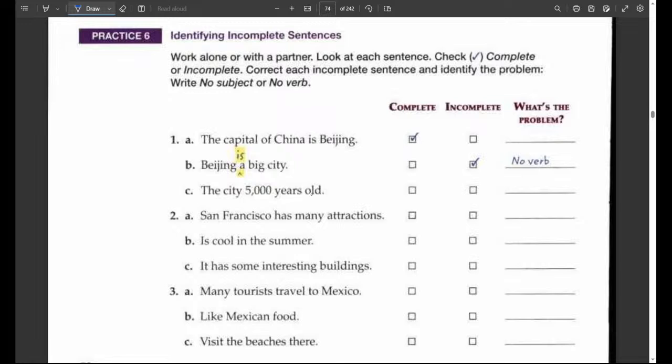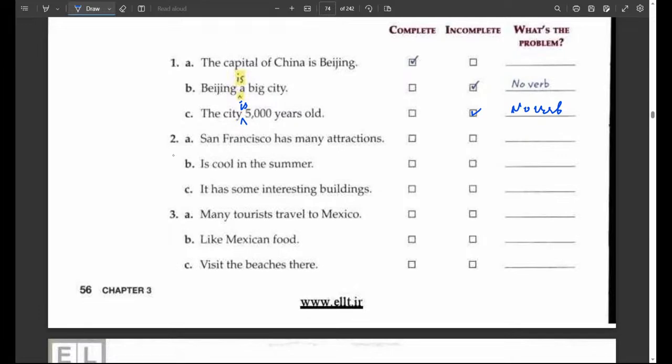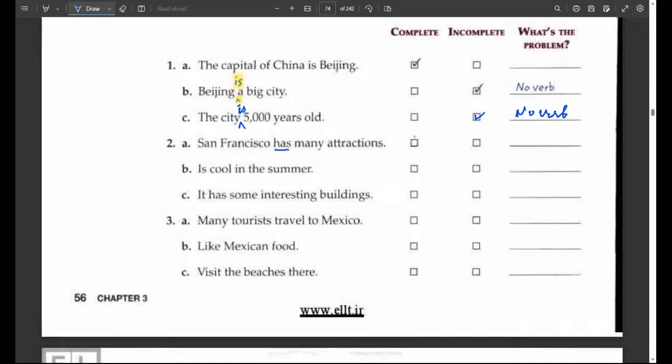The city 500 years old. Here again, it is incomplete and there is no verb. What is missing? Here should have been is. The city is 500 years old. So the second one, San Francisco has many attractions. So this is a complete one.